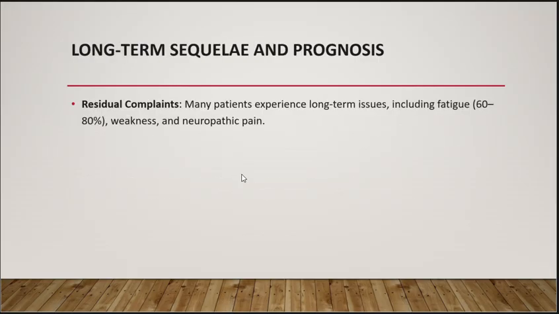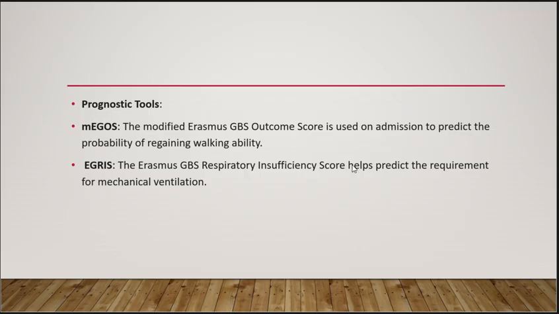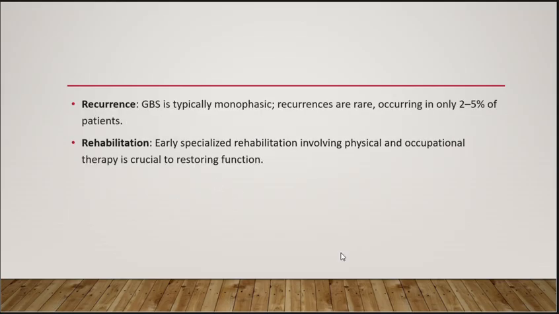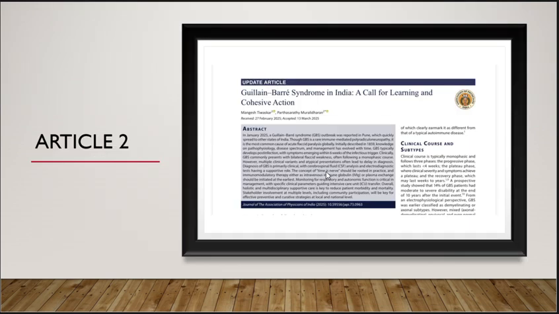Long-term residual weakness, neuropathic pain and fatigability are the most common residual complaints of GBS patients. A prognostic tool like the modified Rankin Scale GBS outcome score can predict the probability of walking after 6 months. Recurrence of GBS is rare as it is a monophasic illness. Early specialized rehabilitation involving physical and occupational therapy is crucial for restoring function.